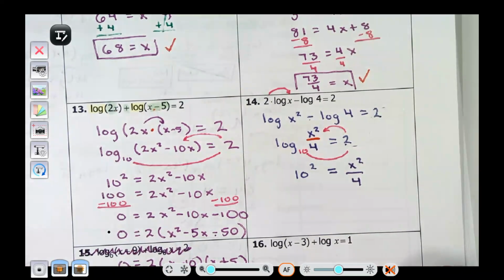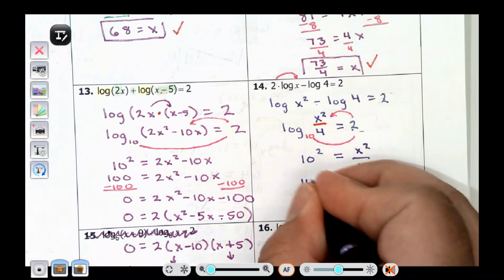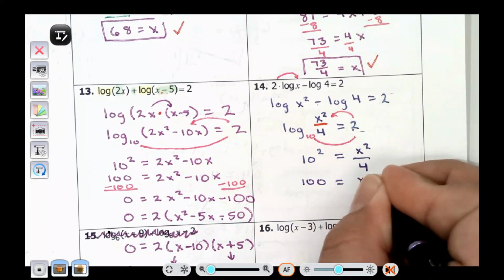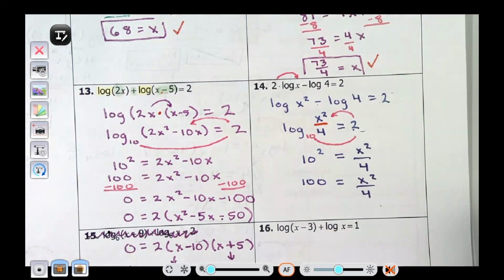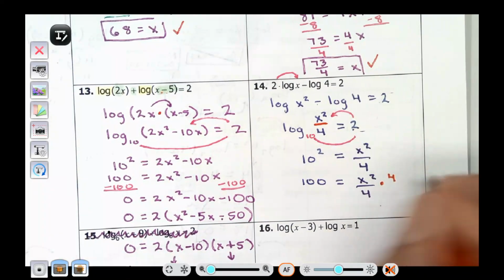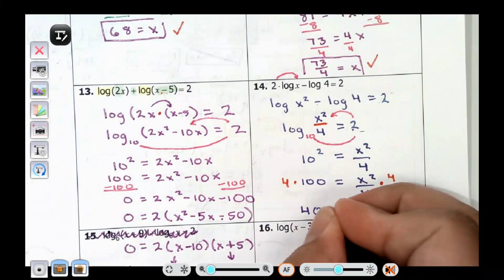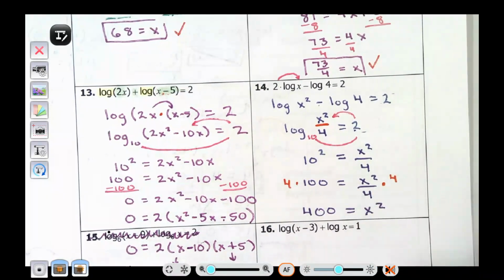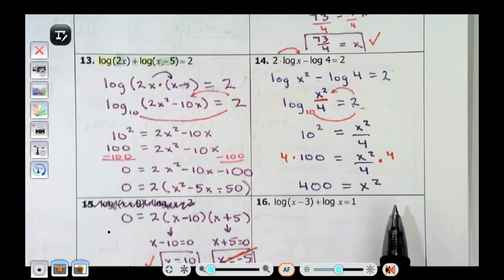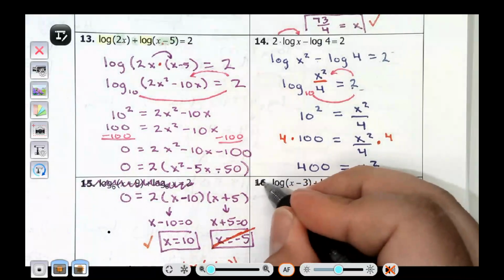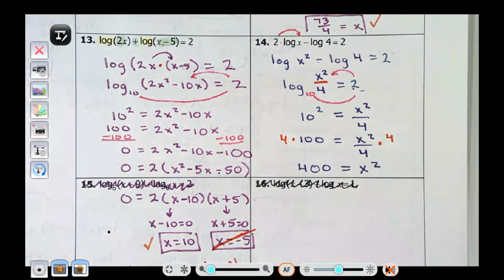All right, let's just keep working it out. 10 squared is 100, is equal to x squared over 4. How do you get rid of division? Well, of course, you do a little multiplication. I'll multiply by 4. We'll do that. So 400 is equal to x squared. Now, again, this is what I mentioned earlier. So feel free to throw out this 16 right here because it's just the same thing we did on the other side over here. We need the space.